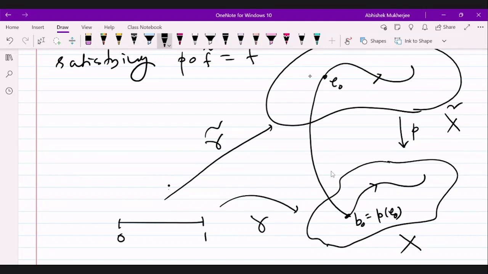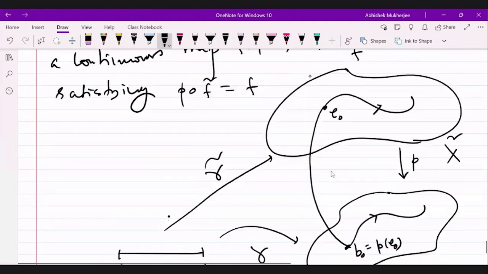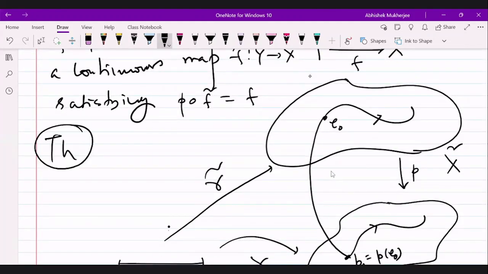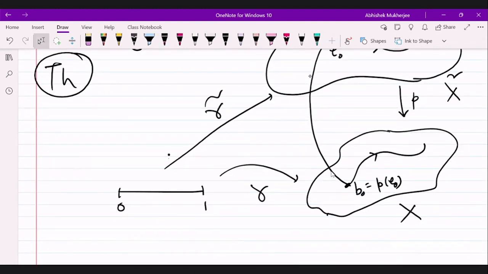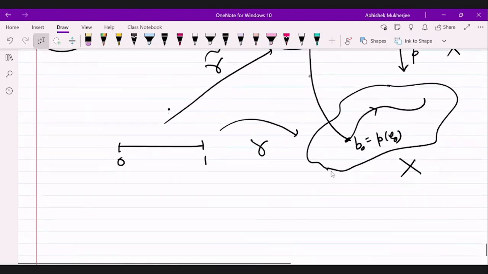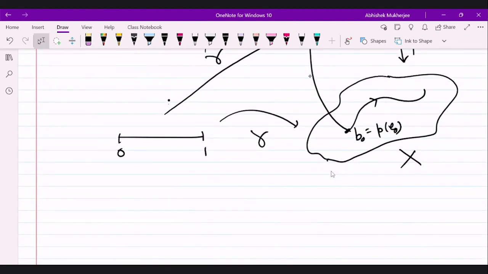So this is a very nice theorem, and I think you have got that point, right? Given any path in X starting at B naught, there must be a unique lifting in the covering space of X that begins at E naught. Great. So how do you define this lifting?